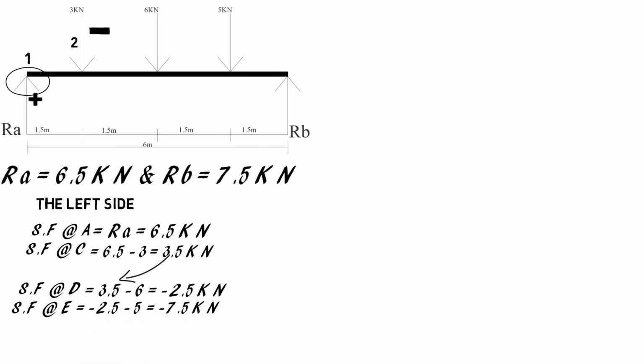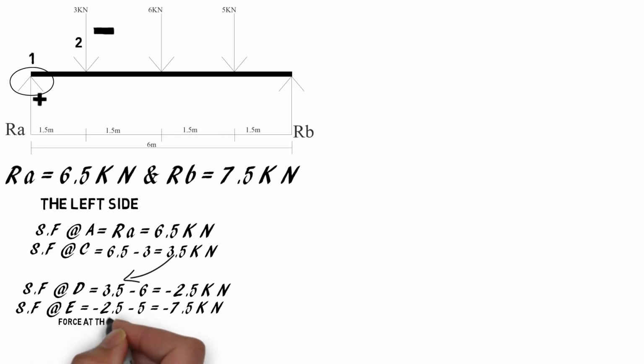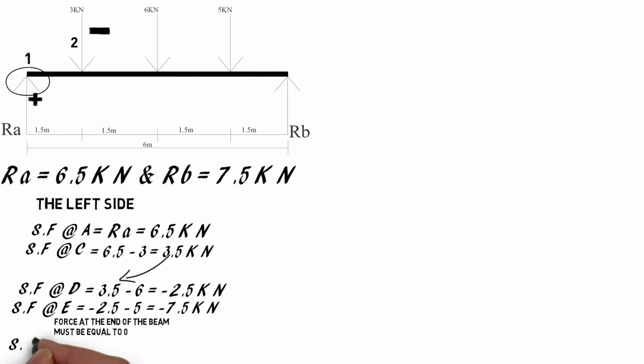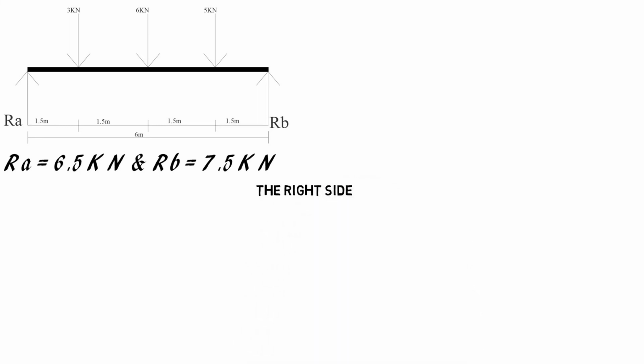Then the last thing to note is for a simply supported beam, when you are calculating for shear force, the force at the end point, not where you start from, the force at the end point must be equal to 0. Now if I'm starting from the left side, the force at the end point, which is RB, must give me 0. If it doesn't, then it's wrong for a simply supported beam. Now if I'm starting from the right side, the force at RA must give me 0. So that's how we know we're correct. So shear force at B is equal to minus 7.5 plus 7.5 equal to 0 kilonewton. And that's correct.